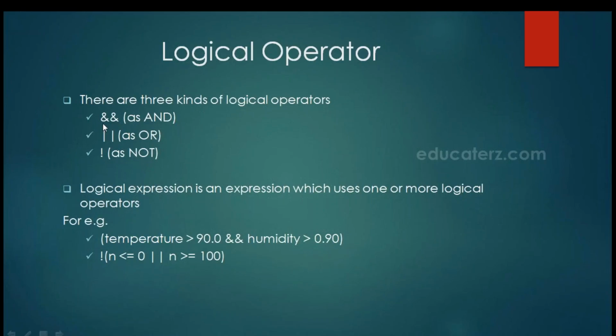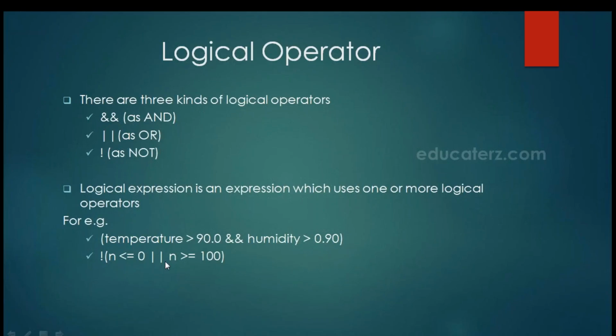And gives true if both conditions are true. Or gives true if at least one condition is true. Not will reverse the condition, meaning if the condition is true, it will make it false, and if it is false, it will make it true. So a logical expression is an expression which uses one or more logical operators.